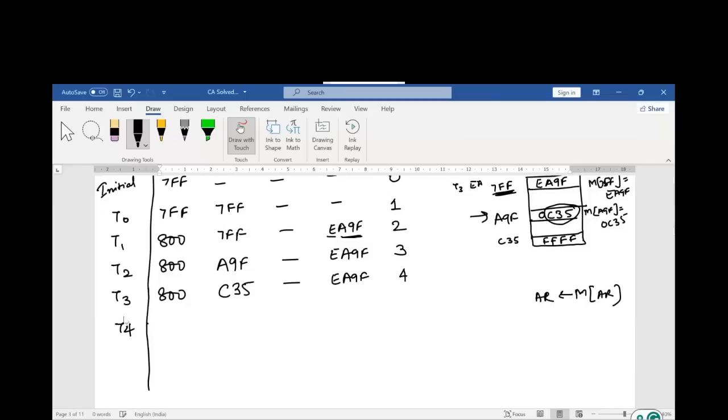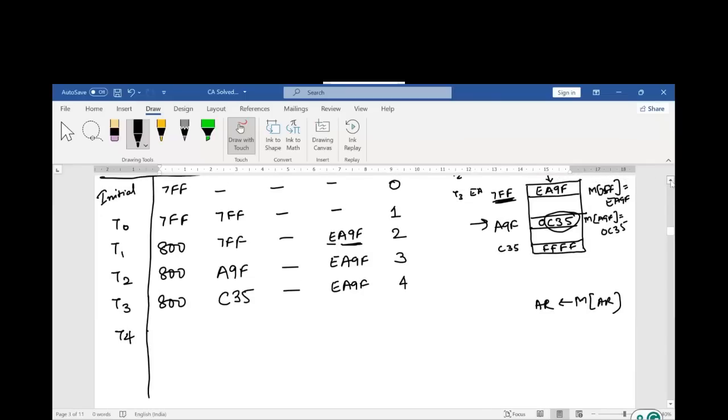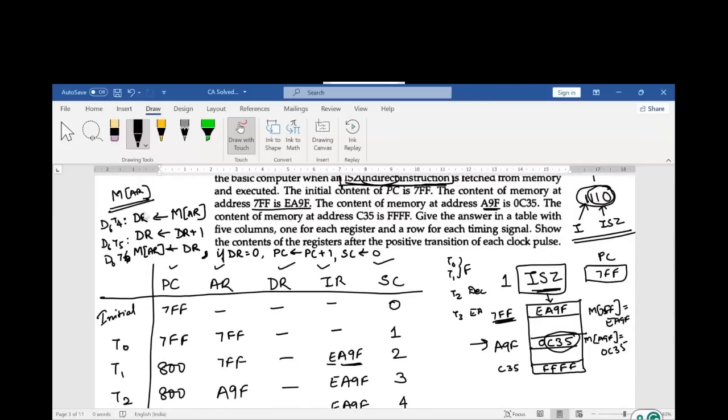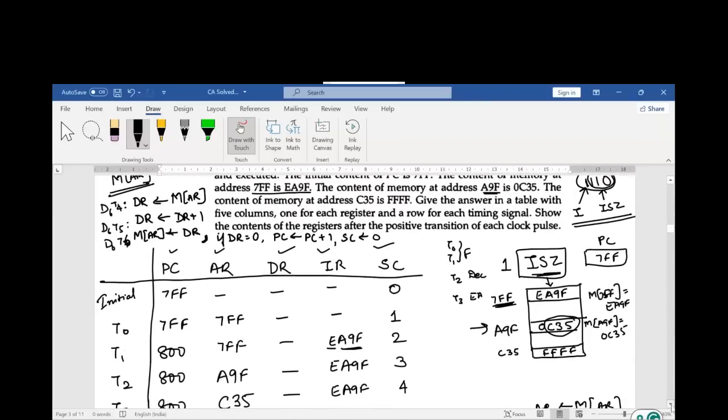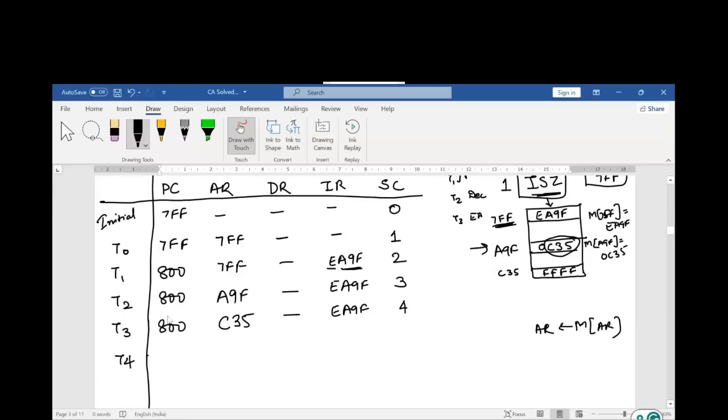Now we know what happens in T4, we have written it over here: M of AR to DR. So now we are fetching the actual operand. Now we are starting the ISZ instruction. PC would remain as it is. What is in M of AR? FFFF. Your AR is as it is, but M of AR is transferred to DR. So what will we get in DR? FFFF. My IR would remain as it is. The sequence counter would become 5.